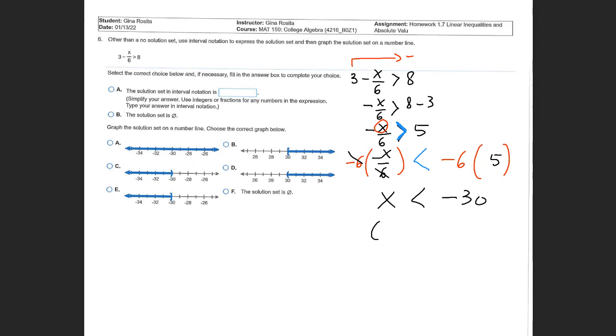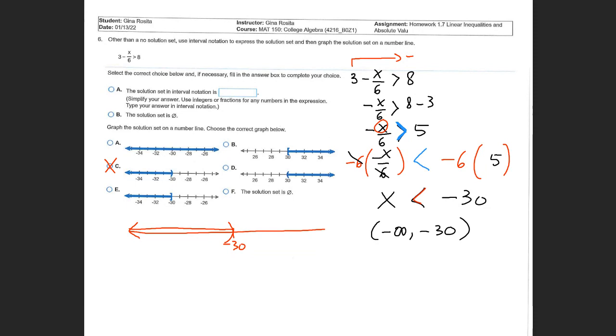Okay, the answer is negative infinity to negative 30. Because the arrow goes to the left, we just put the line first. This is negative 30. The arrow goes to the left and open, like this. So we can choose which one, A, B, C, D, E, or F. Okay, so the answer is C.